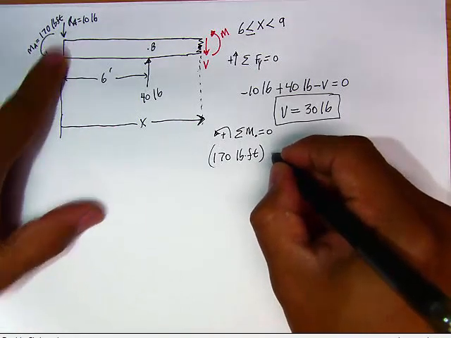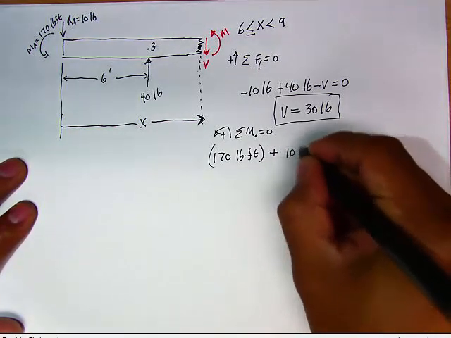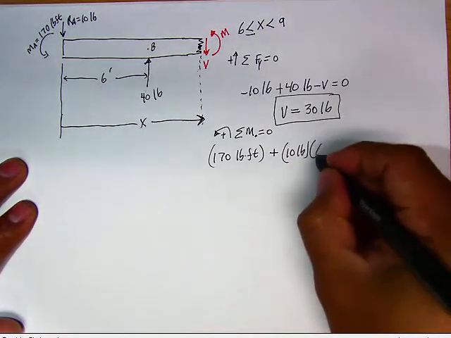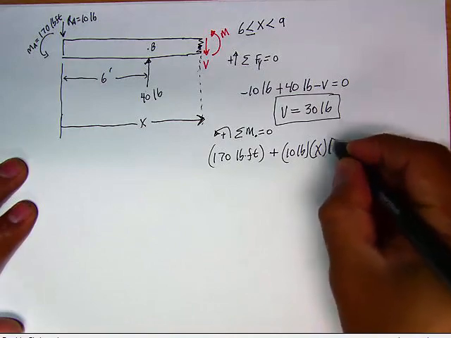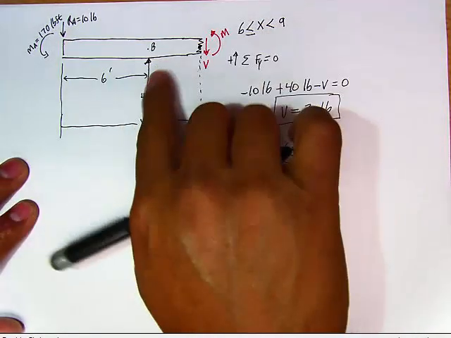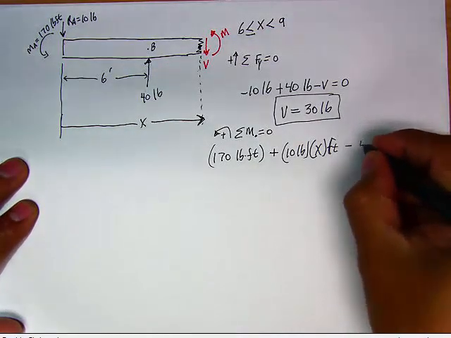And then we have RA also producing counterclockwise movement, so that is 10 pounds. It is a distance of X feet. And that's it for that one. Now we have a 40 producing a clockwise, so that will be negative.